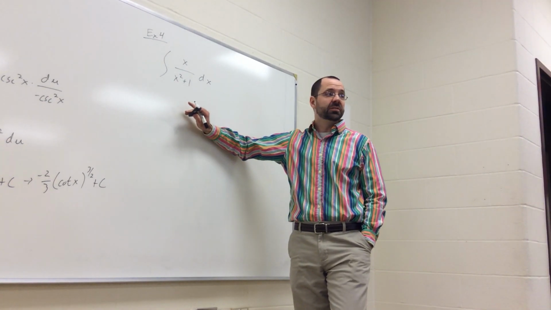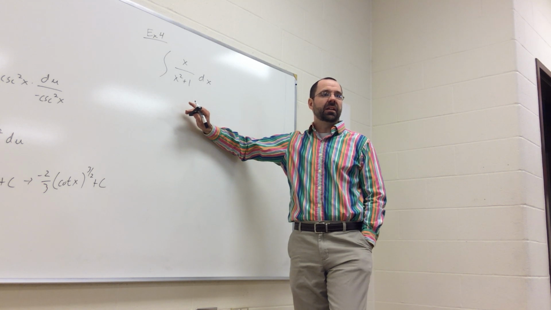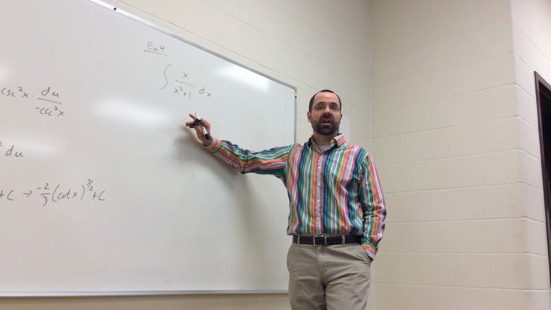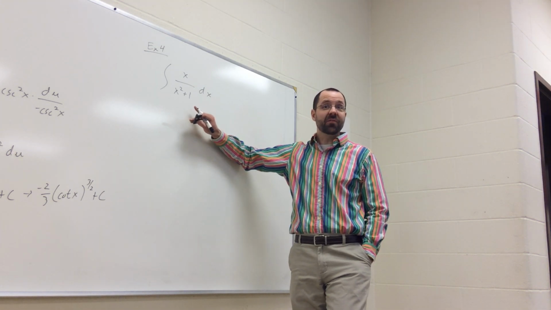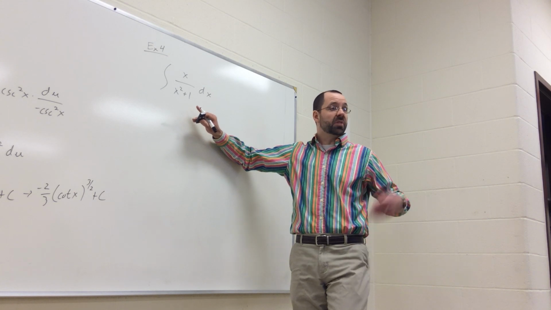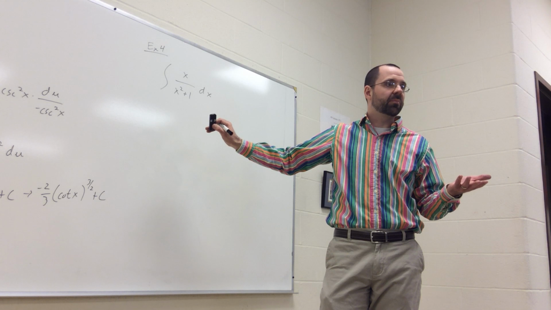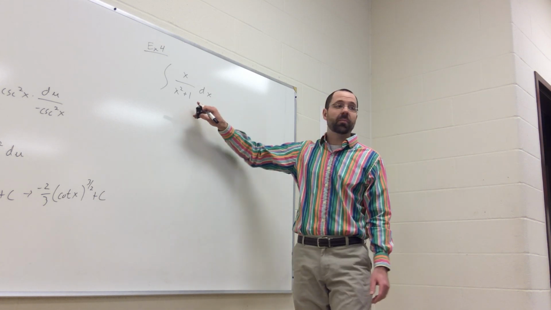All right, so this one is going against the general trend. I stated that u should be the inside function, usually, and that has been the case on the first 4 problems. But here, there's no inside function. So sometimes u substitution can be used even when it's not a chain rule problem, and this is an example of that.